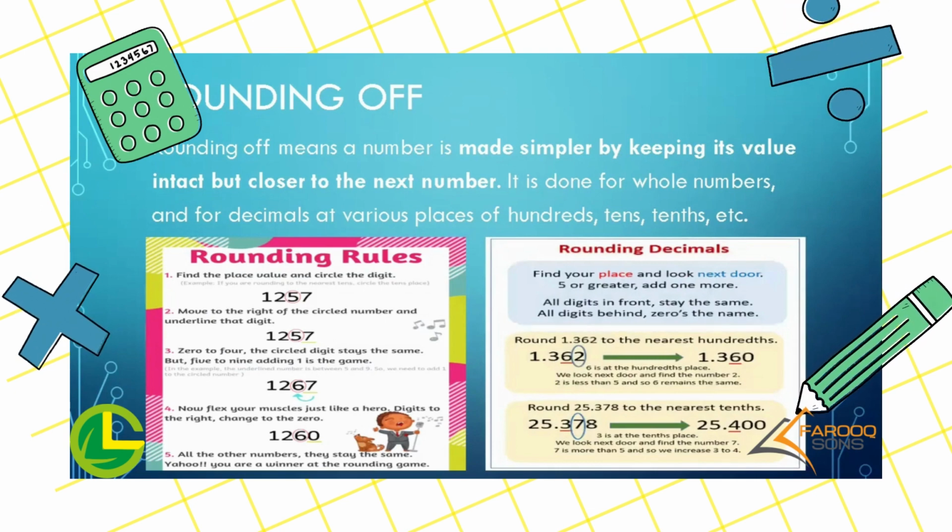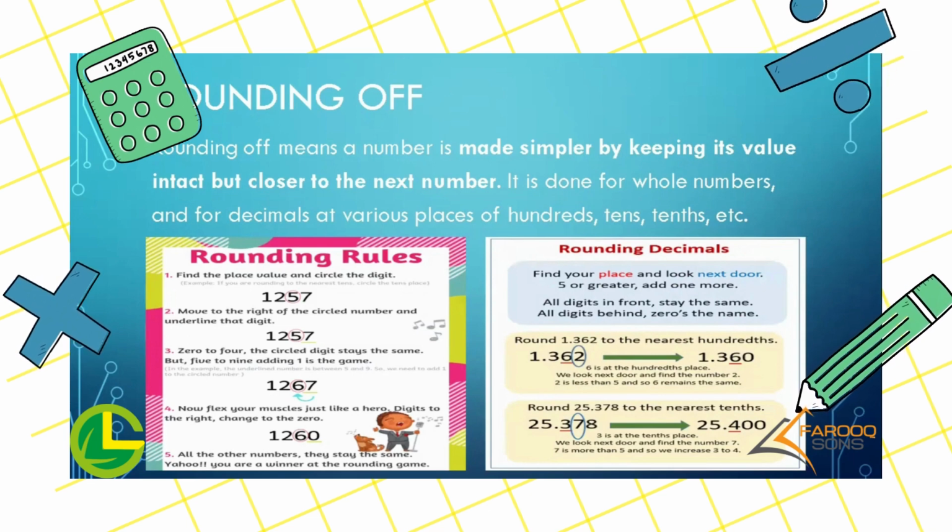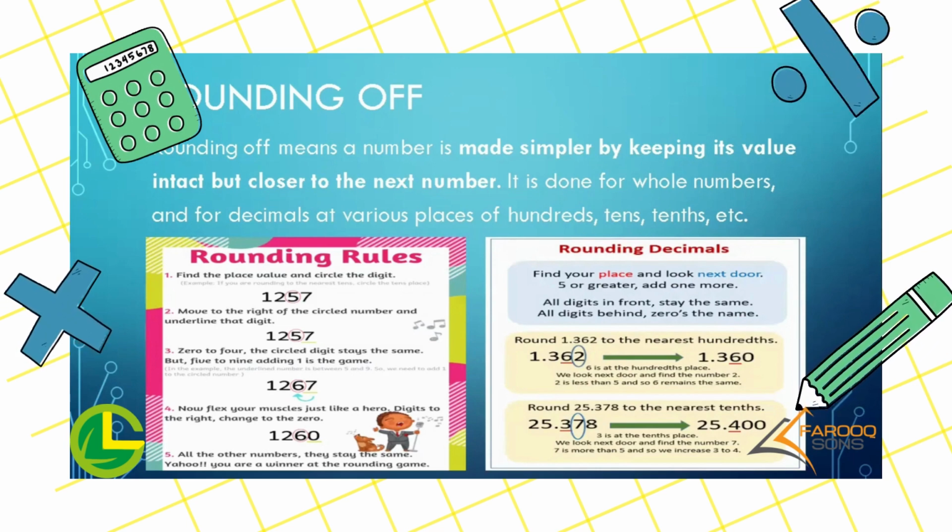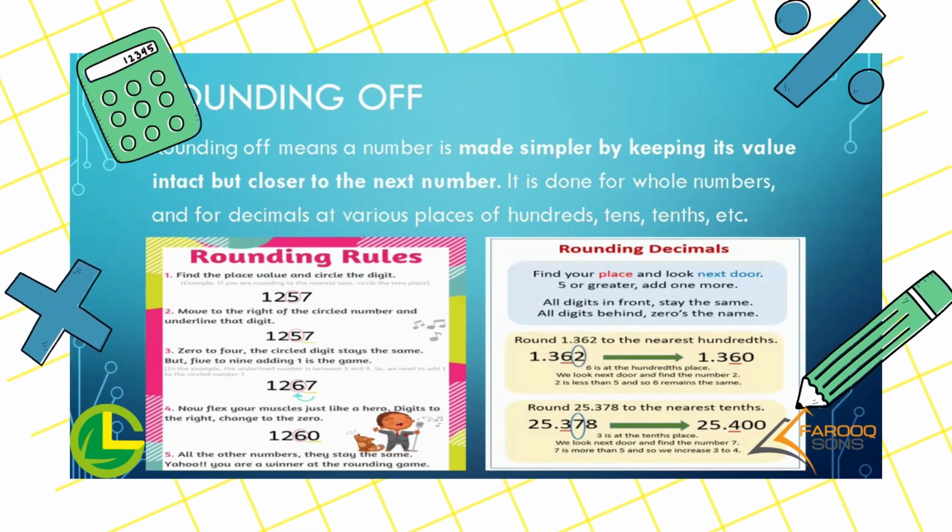While rounding off decimals, again the rules are the same. All the digits in front stay the same, and all the digits behind become zeros. In this case, we are rounding off 1.362 to the nearest hundredths. Hence, we underline the hundredth digit, which is the 6. The 2 decides whether the 6 gets a 1 or not. As the 2 is less than 5, it cannot give a plus 1 to the 6. Hence, it itself becomes a 0, and that's it.